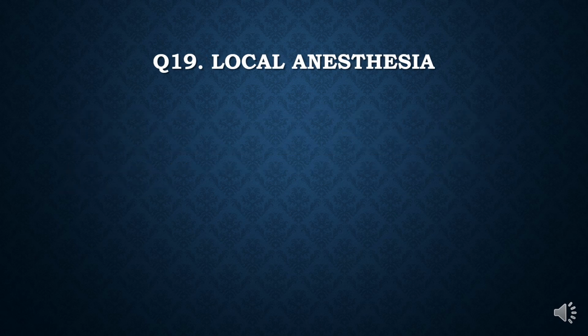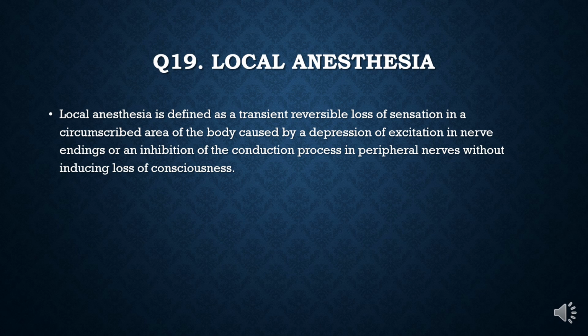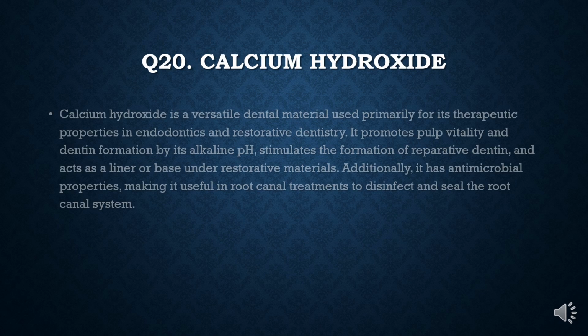Question number 19 is local anesthesia. Local anesthesia is defined as a transient reversible loss of sensation in a circumscribed area of the body caused by depression of excitation in nerve endings or an inhibition of the conduction process in peripheral nerves without inducing loss of consciousness. Question number 20 is calcium hydroxide.